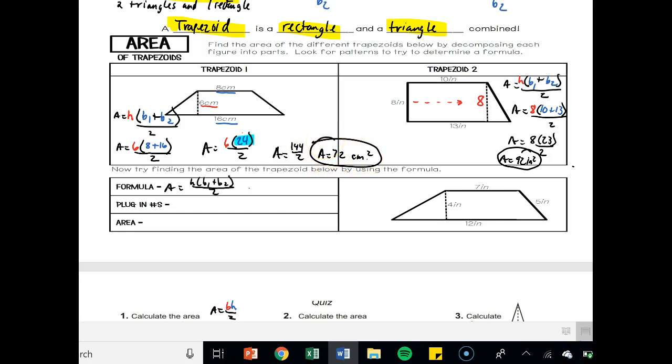So sometimes your height will be on the outside over here, and you'll have to make an inference to be like, well, this is a rectangle, so if I have 8 inches here, that must mean I have my height of 8 inches on the inside. So height times base 1 plus base 2 divided by 2, my height is 8. Adding together my bases, base 1 is 10, base 2 is 13, 10 plus 13 is 23. 8 times 23 divided by 2 gives you 92.